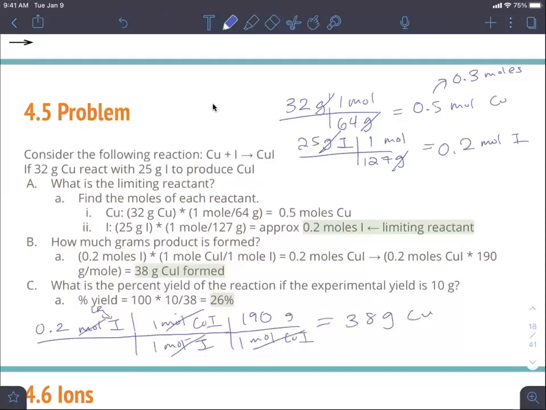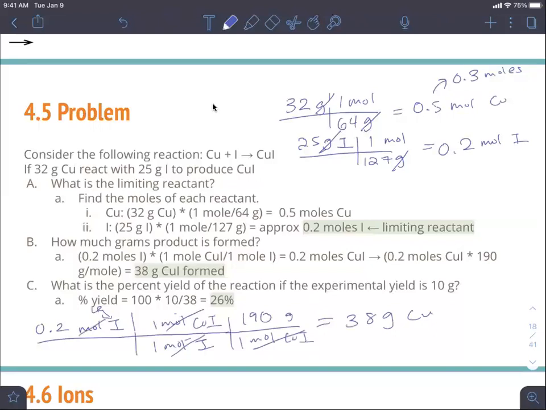So if everything goes perfect in the reaction, that's what you expect to get. However, in real life, you got 10 grams because you might have messed something up, or because there might be some impurities in your reaction. So all you have to do to get the percent yield would be to do the experimental value, which is 10, over the theoretical yield, which is 38, and you would get 26%.